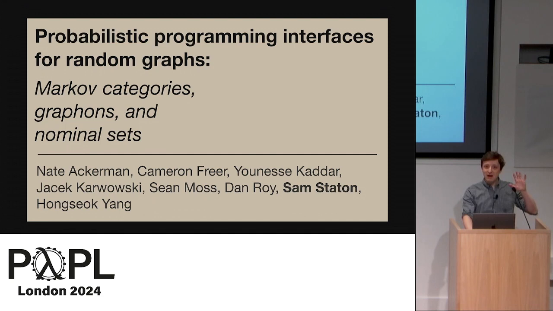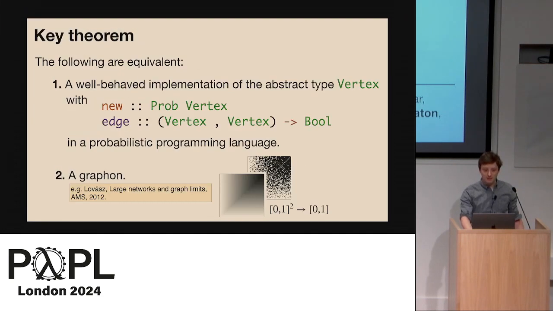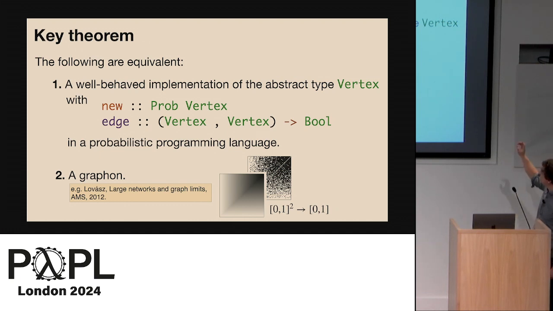Let me show you the main theorem, and then we'll chat a bit more about random graphs. Okay, so the main theorem is this. The following data are equivalent. A well-behaved implementation, I'll say what well-behaved means, of a particular abstract type, and a graphon. Now, the abstract type is an abstract type of graphs, so it has a type of vertices, which we can implement however we like.